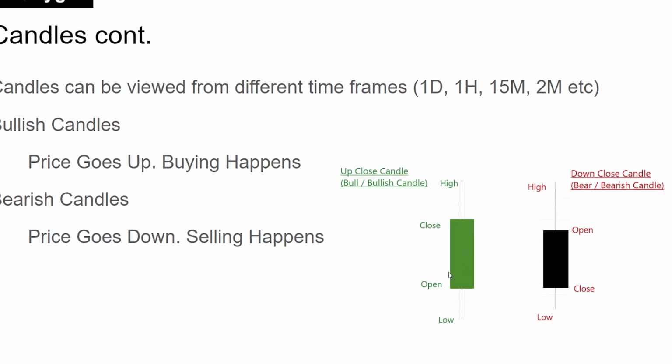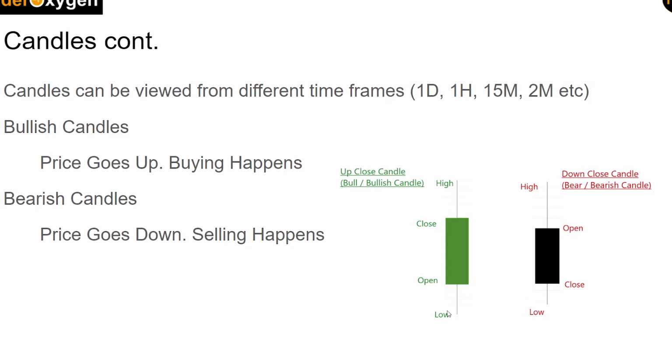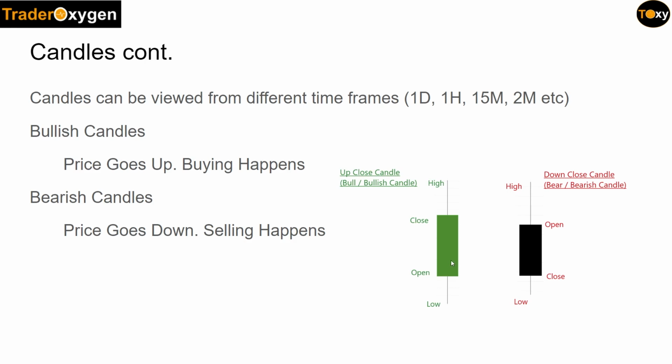When I say price points, I mean the open price point, the lowest price of the day, the highest price of the day and the closing price of the day, for example, if it's a daily candle. But if it's a 1 hour candle, then it's the same concept.